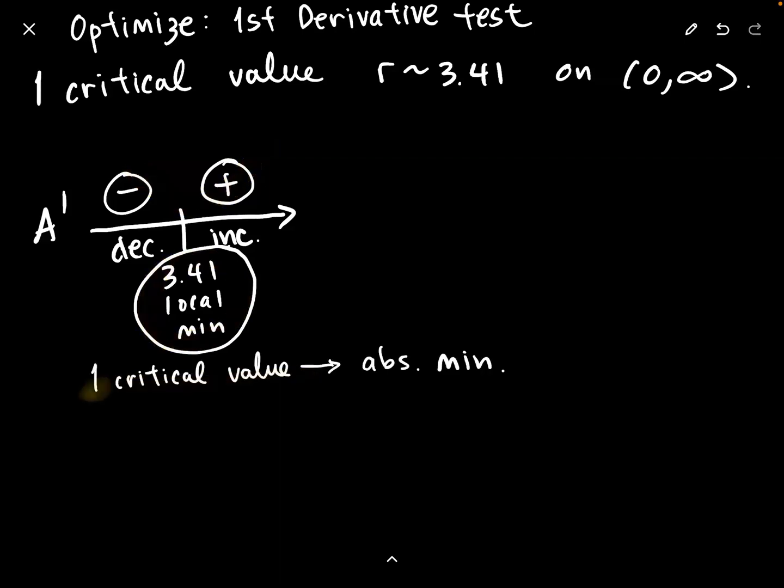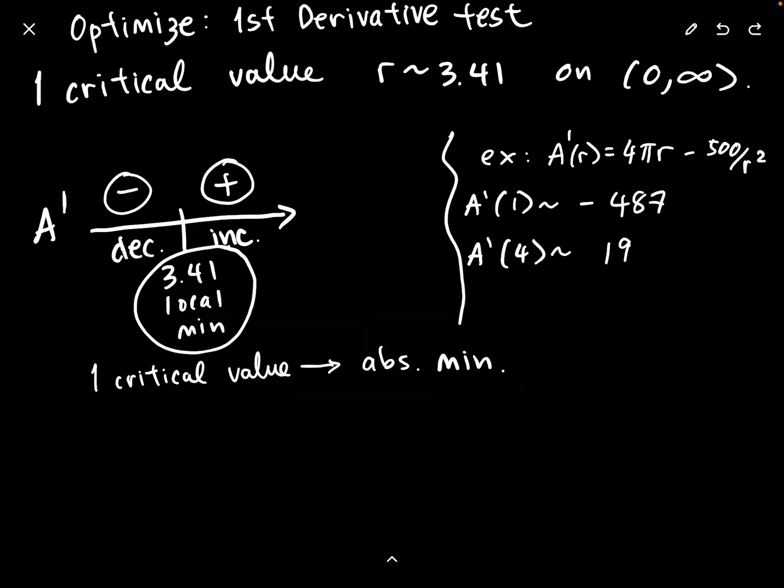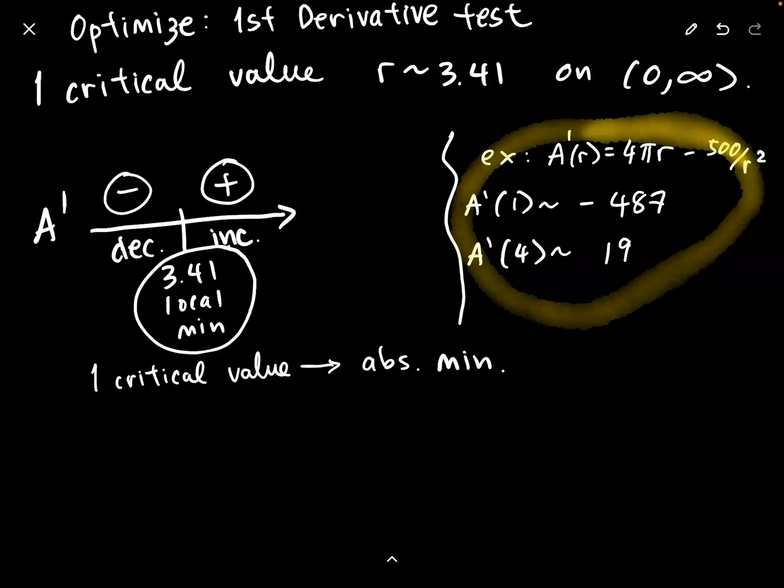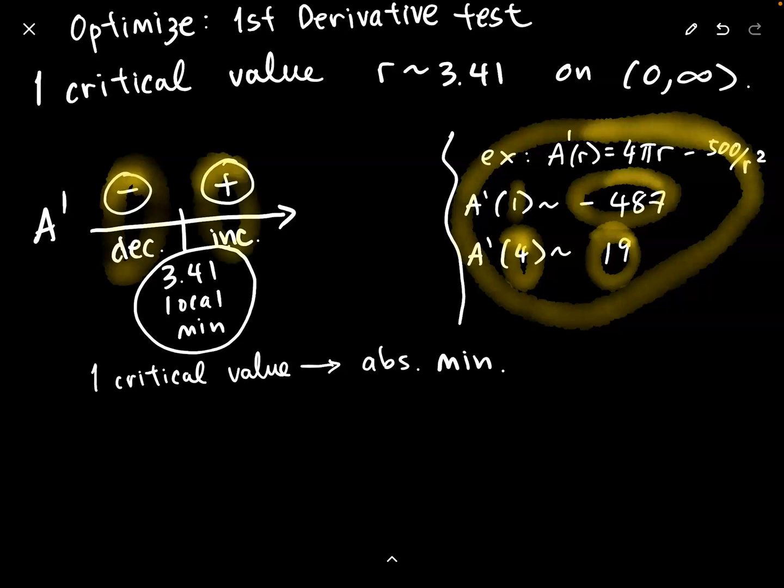And since we have only one critical value on the domain, that means that our local min is an absolute min. So you can use any values you like to the left and right of r equal to 3.41 to check the sign of the first derivative. Here, just as an example, I took A prime of 1, and that gave a negative value, so that's why we wrote negative to the left of 3.41. And then I chose the value 4, that gave positive 19, so that's why it's positive to the right of 3.41. But you can choose any values that you like to show this.